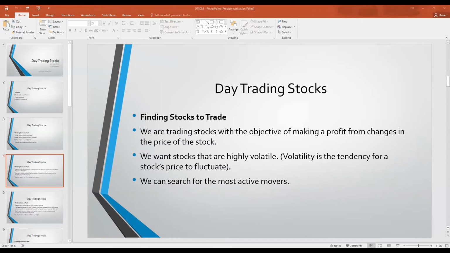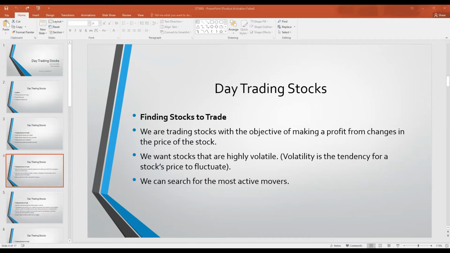Traders are entering the stock market to trade stocks to make a profit. Traders can make a profit from changes in the price of stocks. This can occur if the price of the stock changes. Therefore, traders want the price of the stock to change. In other words, traders want volatility. I mentioned before that volatility is a tendency for the price of a stock to fluctuate. Traders want stock prices to fluctuate.